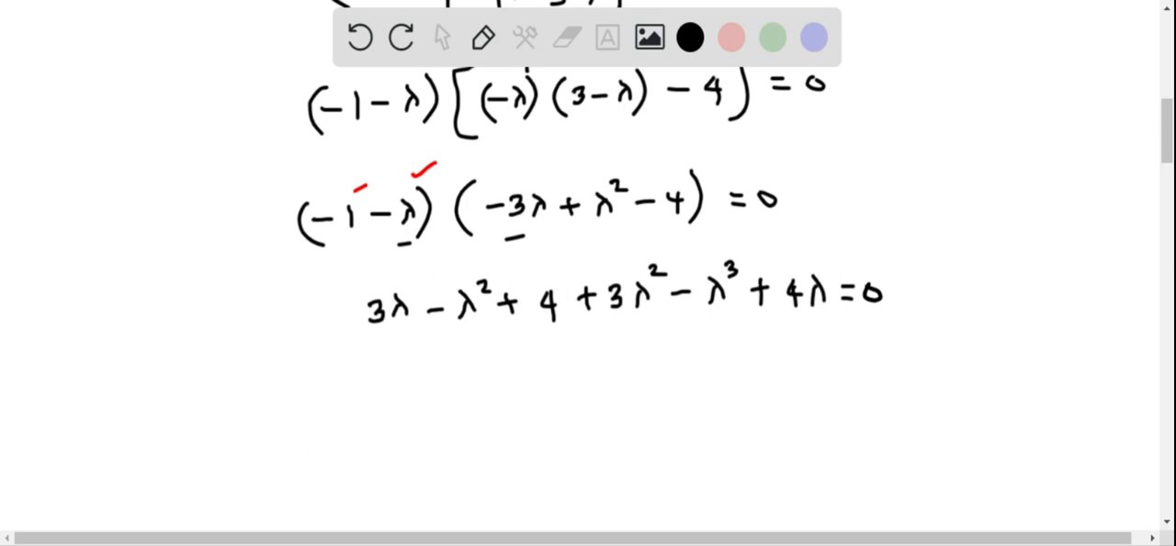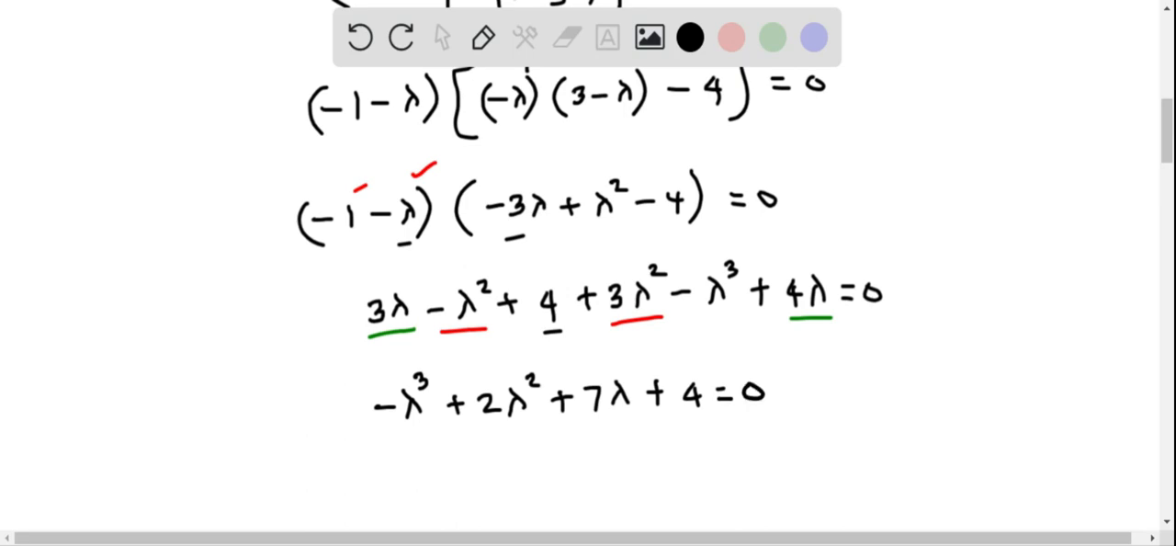Let's put this in order. I'm going to put lambda cubed first, that is negative lambda cubed. Now we simplify the like terms: negative lambda squared plus 3 lambda squared equals positive 2 lambda squared. And then we collect 3 lambda and 4 lambda, which is 7 lambda. Plus the remaining term is 4, that is the number, and this equals 0. So this is basically the characteristic equation for the given matrix.